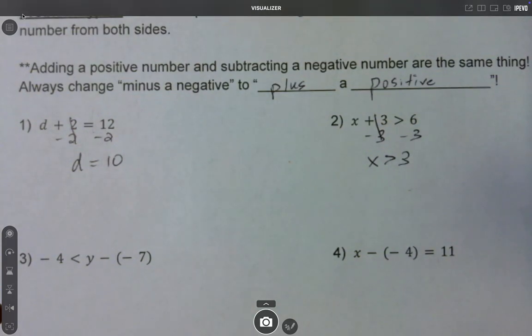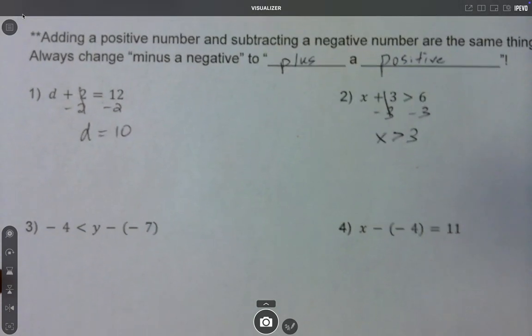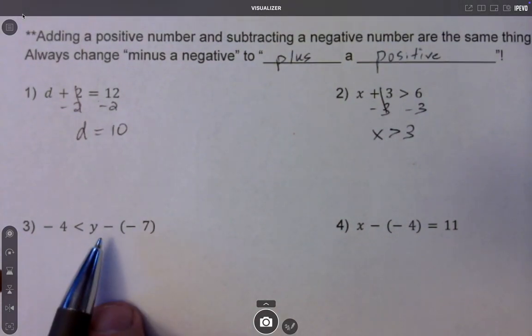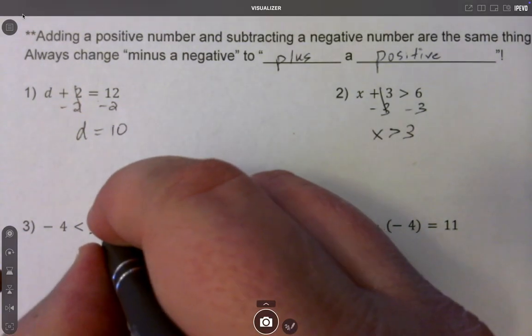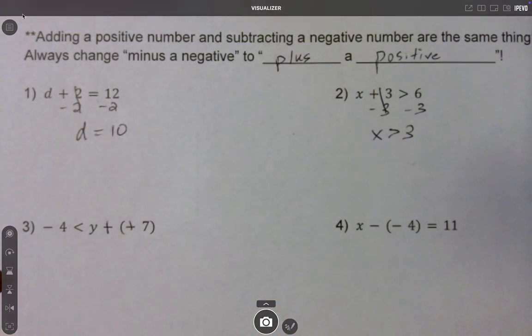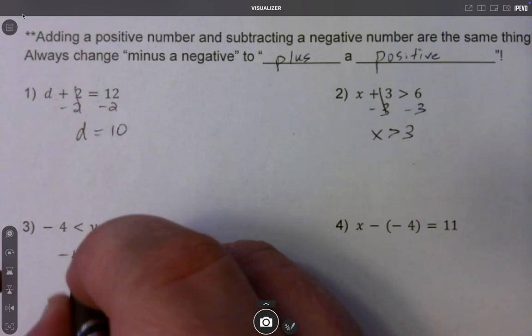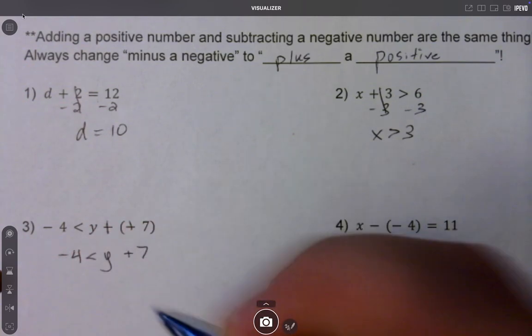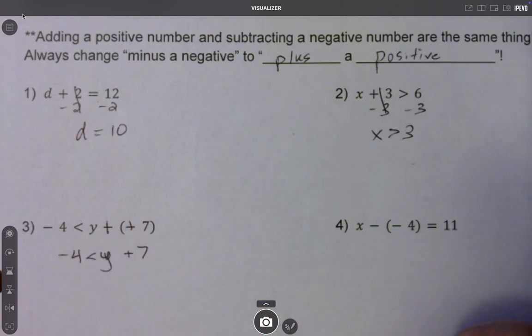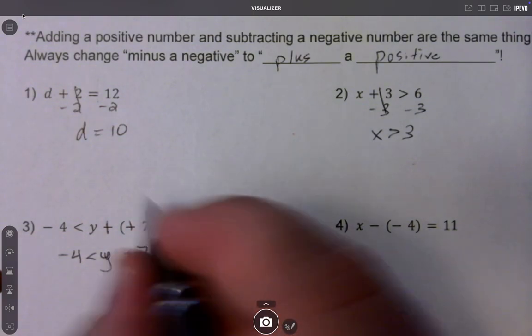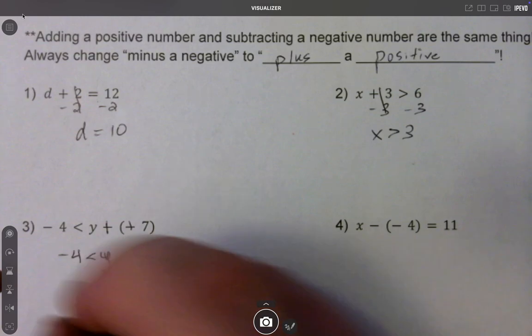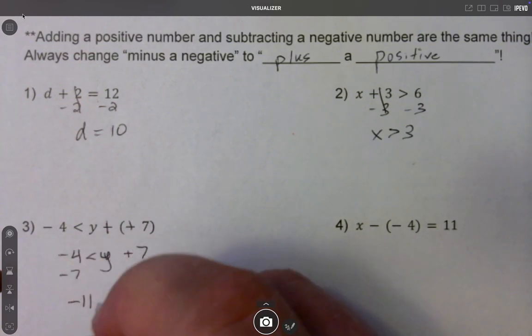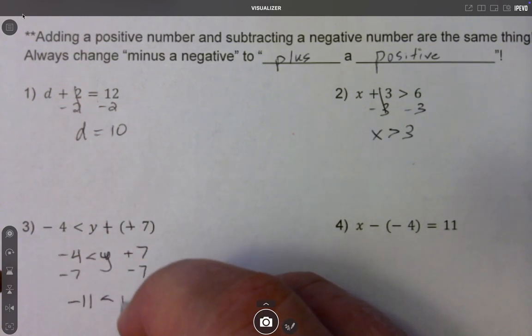So always, always, always. When you see two minuses or a minus and a negative next to each other, change it to plus a positive. So this problem is identical to saying negative 4 is less than y plus 7. So to solve it, we do what we did on 1 and 2. We subtract that number from both sides. We get negative 11 is less than y.